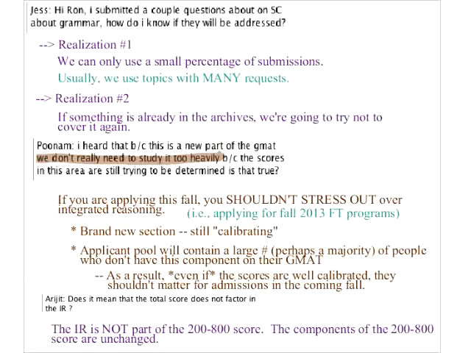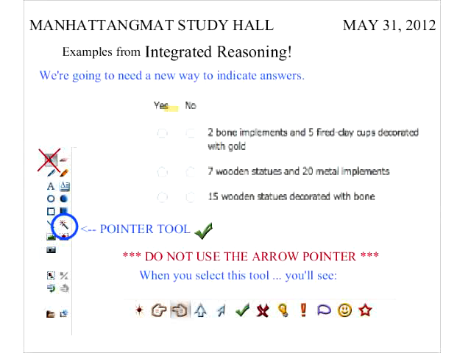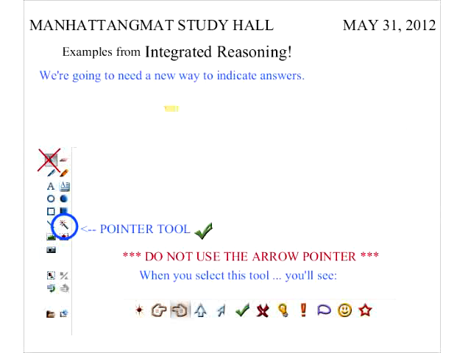Okay, let's go ahead and get started. Remember that you're supposed to use the pointer tool. Please, please, people, use the pointer tool. Cannot emphasize this enough. The pointer tool is your friend.